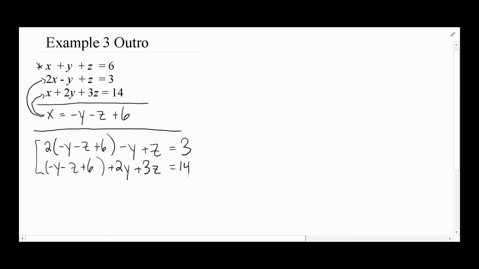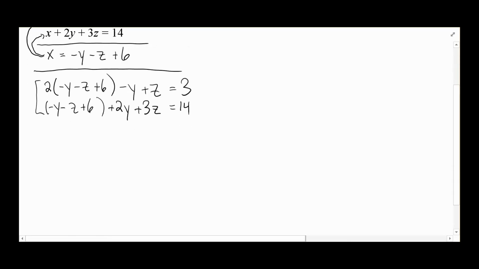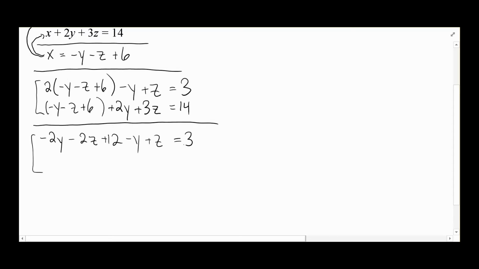Now we need to simplify this a bit. And so now I need to distribute the 2 in that first one. That's going to get me negative 2y minus 2z plus 12 minus y plus z equals 3. And in the second one, we can remove the parentheses and just copy everything else down.